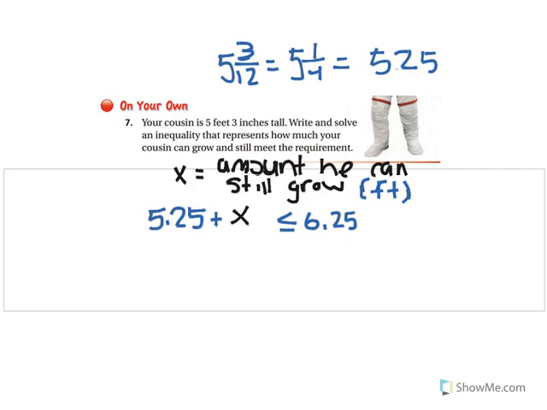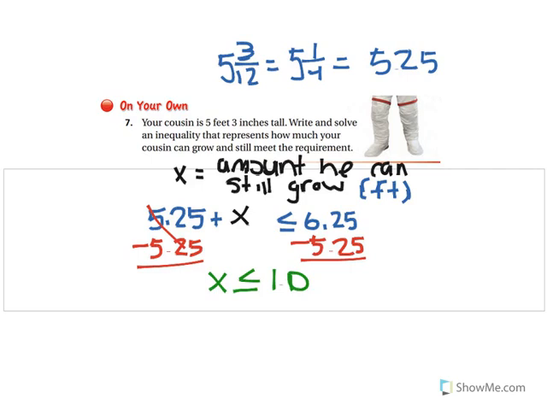So since we're adding 5.25, we're going to undo it by subtracting 5.25 from both sides. These cancel out, and I'm left with x is less than or equal to 1, or 1.0, however you want to look at it. Should have just done 1. I'm going to go ahead and erase that. That just looks sloppy. How about it's 1, right? x is less than or equal to 1.